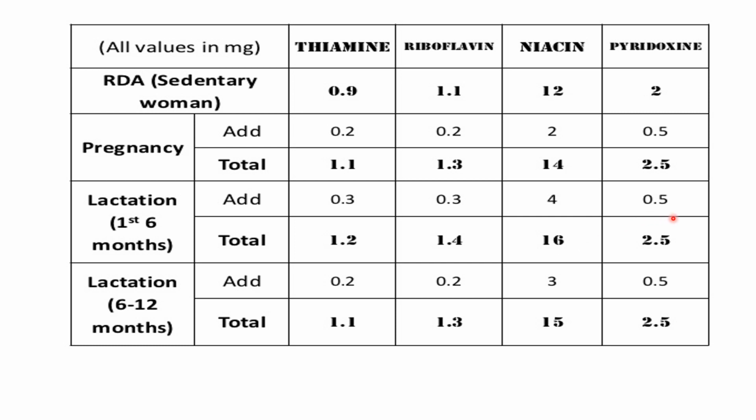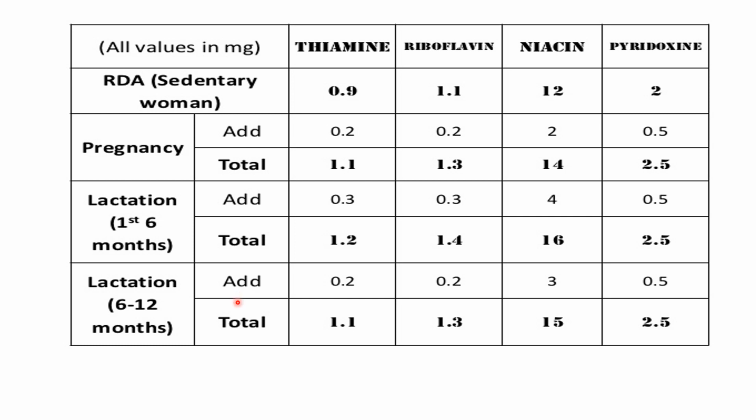And pyridoxine, the requirement is the same throughout the pregnancy and during the lactation, it is 2.5 only. In the first 6 months of lactation and later 6 months of lactation also it is 2.5. Additionally we are supposed to give only 0.5 milligram.